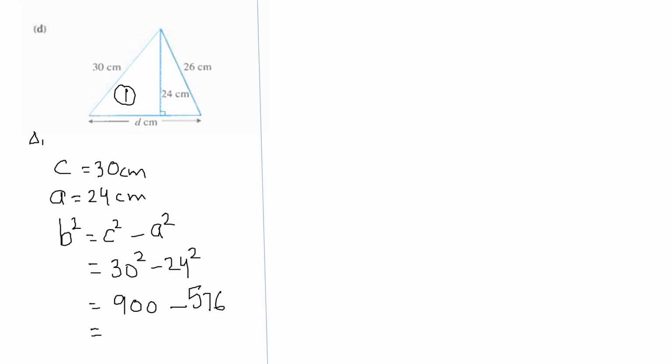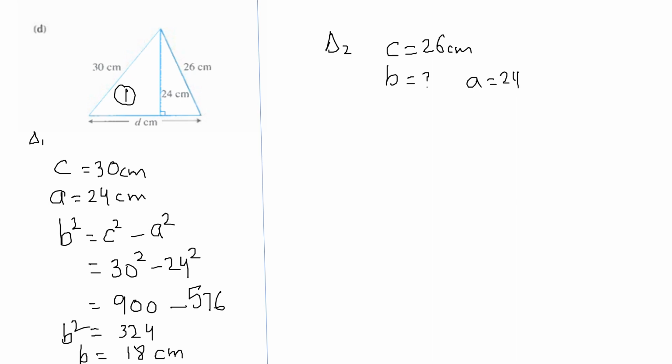Now when you subtract 900 and 576, you get 324. Now 324 is again a perfect square, so you can write B is equal to 18, because 18 multiplied by 18 gives you 324, and this unit is centimeter. Now in triangle 2, again I will do the same process where C is 26 centimeter, B is question mark, and A is 24 centimeter.